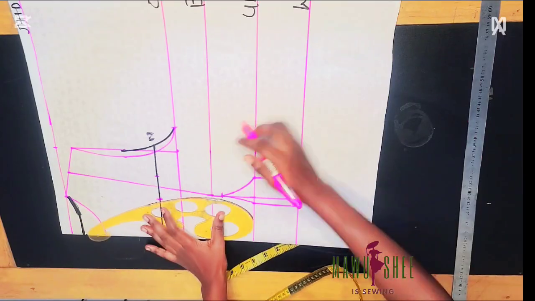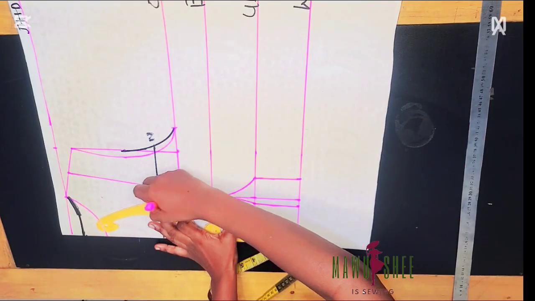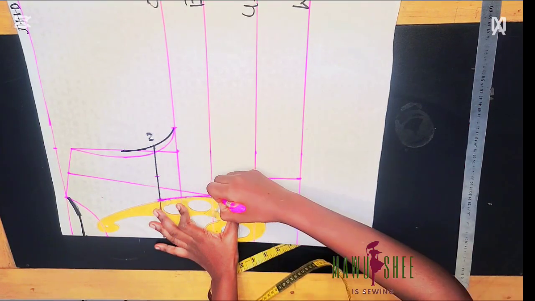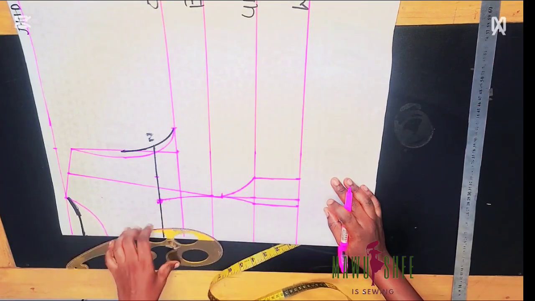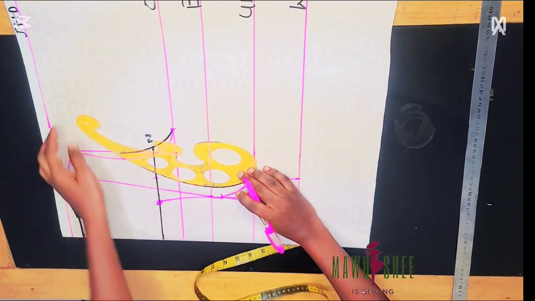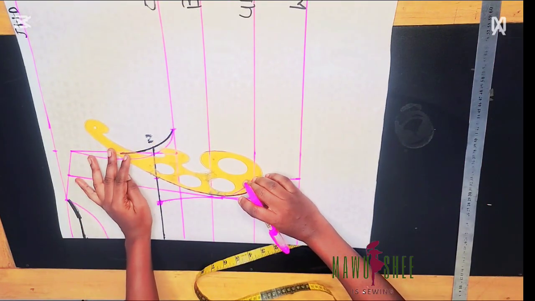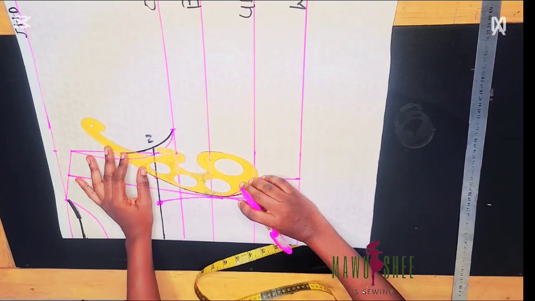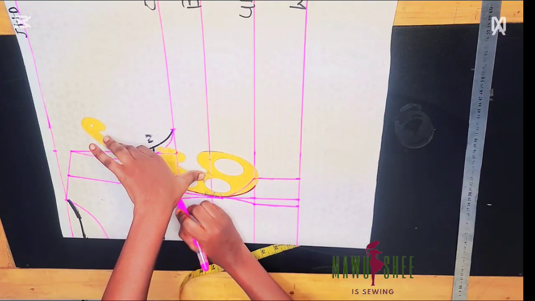And so you connect from the 1 inch side, and then you connect from the 0.5 inch side to the bust point line.